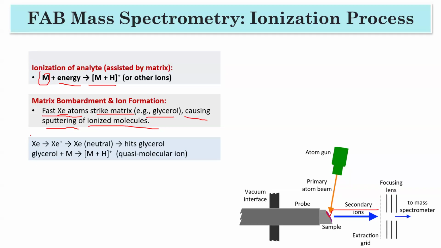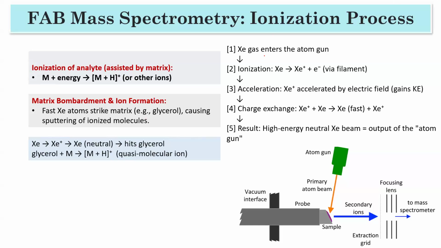So how is it happening? Your xenon will convert to xenon plus, and then it will again change to xenon neutral, and then it will hit the glycerol. As I told you, the matrix will be there, and that glycerol will transfer one proton to this molecule. This is just as I talked about in the beginning. So you may get some adduct or a simple plus one charge.